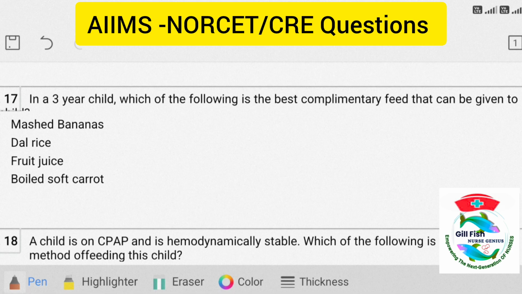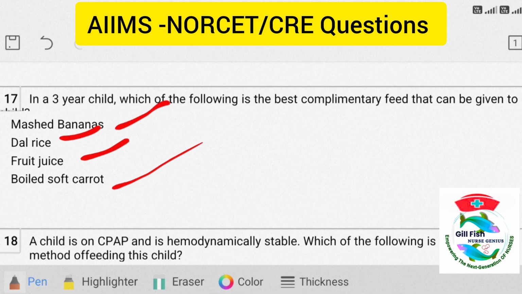In a 3-year-old child, which of the following is the best complementary feed that can be given to this child? What type of food do we have to give the child? One is mashed banana, dal rice, fruit roast or boiled soft carrot. Which one do you have to provide for the baby? That is a 3-year-old child. See, fruit juice and fruits we give for the infant. Soft carrot, that is also mashed banana.